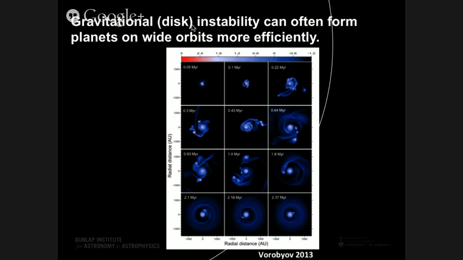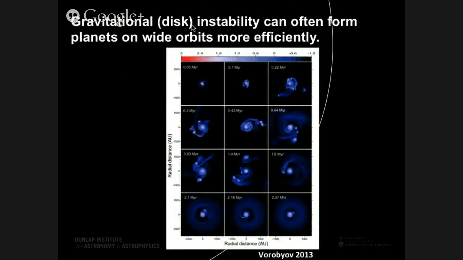You can see that lots of different little planetesimals form at different times, but eventually you get down to about 2 million years or so, and you have one that survives at large separation. I know this is a little bit hard to read, but the axes say minus 1,000 to 1,000 AU. So this is a planet on a wide separation that managed to form in this method.